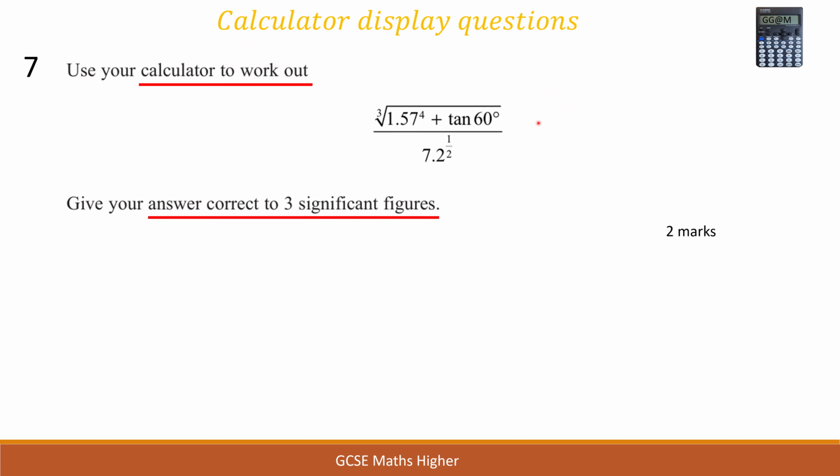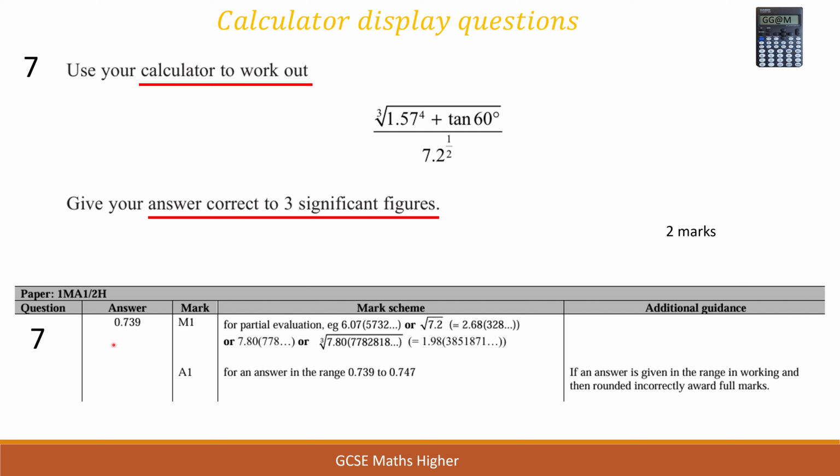Fantastic. So hopefully you've managed to come up with an answer to this. So the mark scheme says the answer is 0.739. Again, you get a method mark for this section here. The answer mark is an answer in the range between these two values here. And that is your answer, 0.739. If you found this difficult, just put a comment in the box below and then I can go through it in more detail.